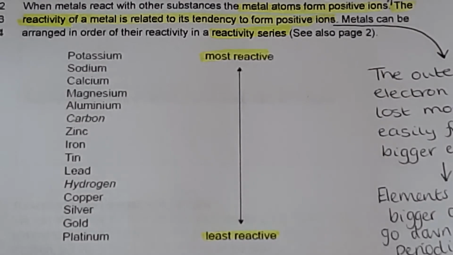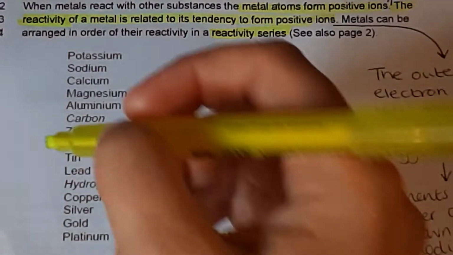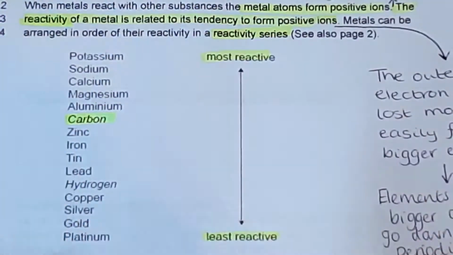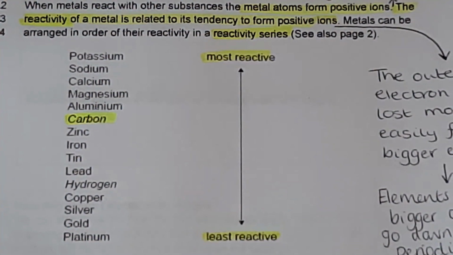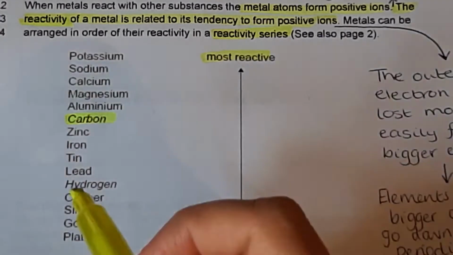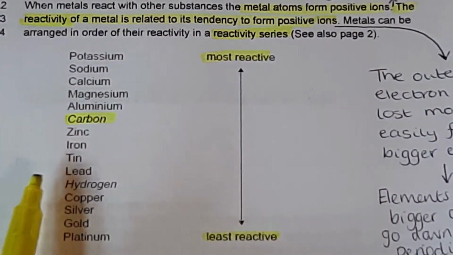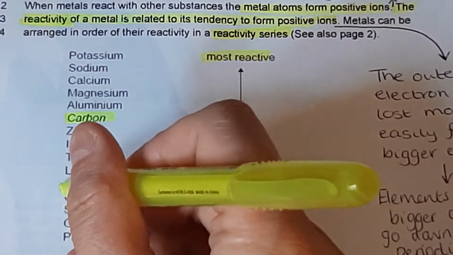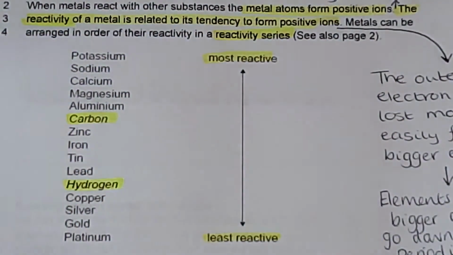So potassium is more reactive than sodium, which is more reactive than calcium, and this continues until we get to a non-metal, which is carbon. Now, all of these 5 metals, from potassium to aluminium, are more reactive than carbon. Then, below carbon, we have zinc, iron, tin, and lead, which are all less reactive than carbon, but more reactive than hydrogen. And then, less reactive than hydrogen, we have copper, silver, gold, and platinum.